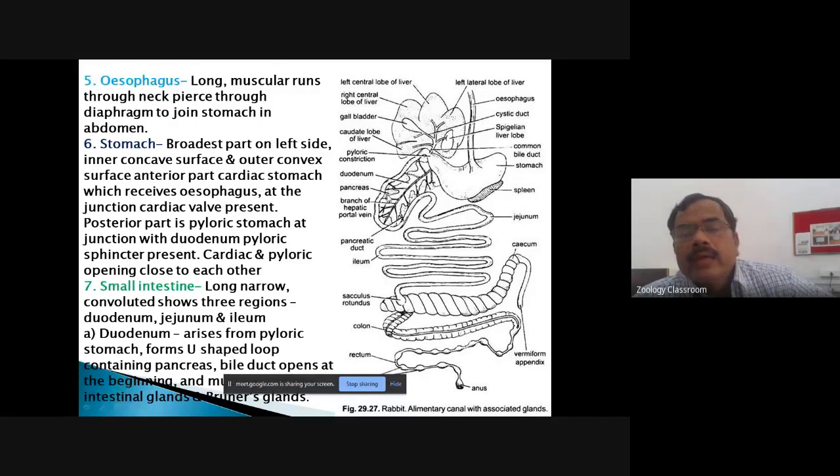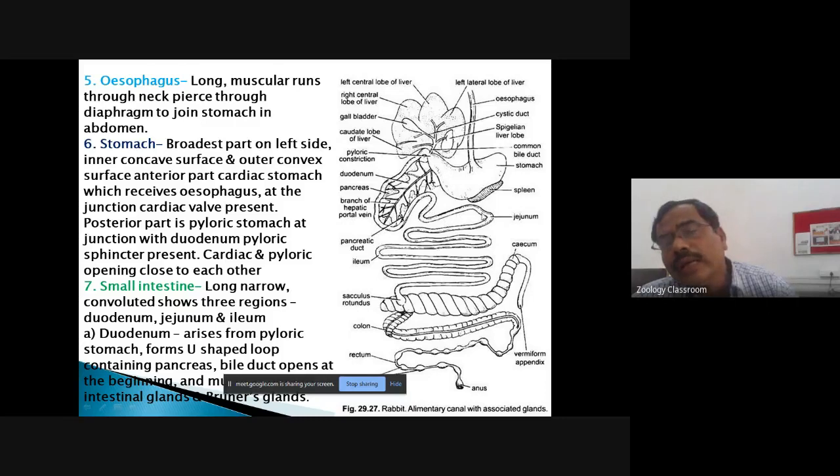Then the next part starts. It is known as the jejunum. There is not much difference between the jejunum and the ileum. Only one difference is the Brunner's gland, an intestinal gland, which is called the Brunner's gland.